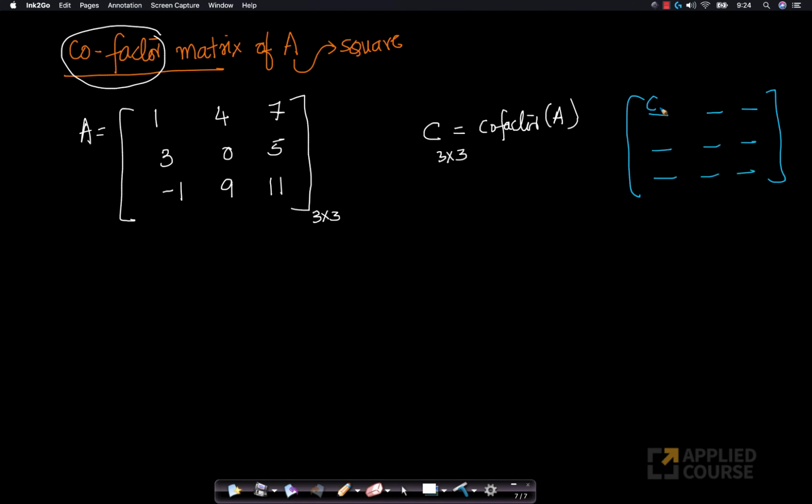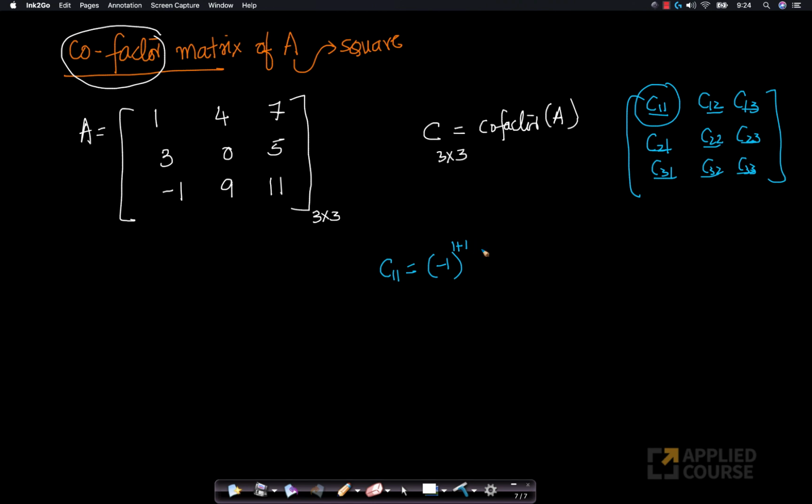Let's say the first row, first column, let's call it C11. First row, second column. First row, third column. Similarly, 21, 22, 23, 31, 32 and 33. So if I want to obtain the value of C11, what do I do? It's a very simple concept. I'll write -1 to the power of 1 plus 1, I have 1 and 1 here, so I'll add these two.